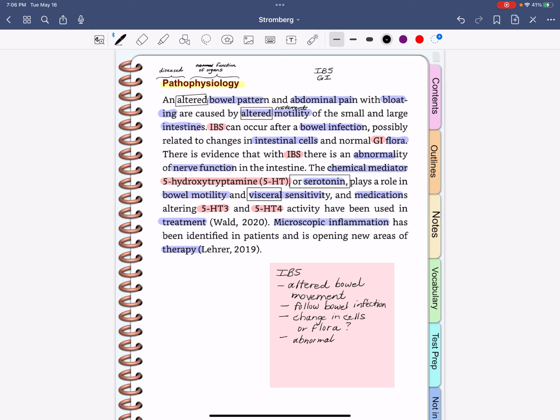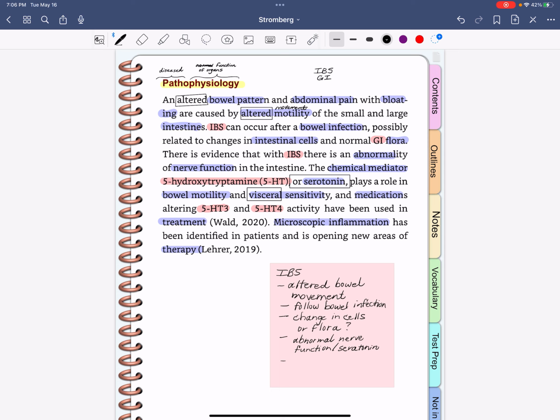You have to sort of think outside the box. The book is not going to just tell you word for word. They want you to make connections. So, abnormal nerve activity or nerve function, let's just use their word. I'm not even going to list those big chemical names. I am going to put the link with serotonin here, because that could be a test question.